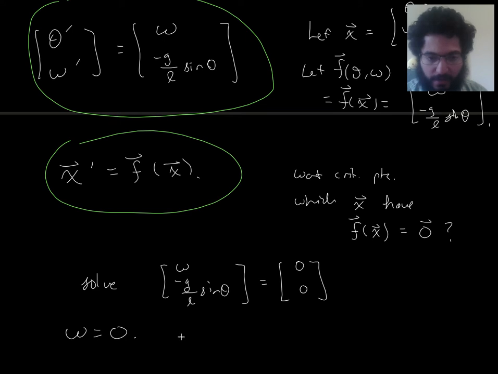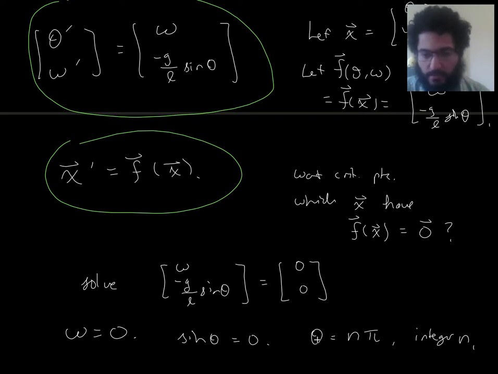But what about theta? The second equation here, get rid of this non-zero constant, is just sine theta equals 0, right? So there are a bunch of solutions to that. Basically, theta equals n pi for any integer n, right? So sine theta will vanish when theta is 0, pi, 2 pi, 3 pi, negative 2 pi, etc.